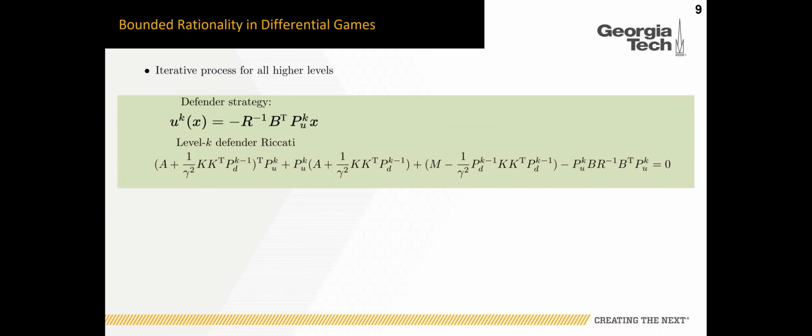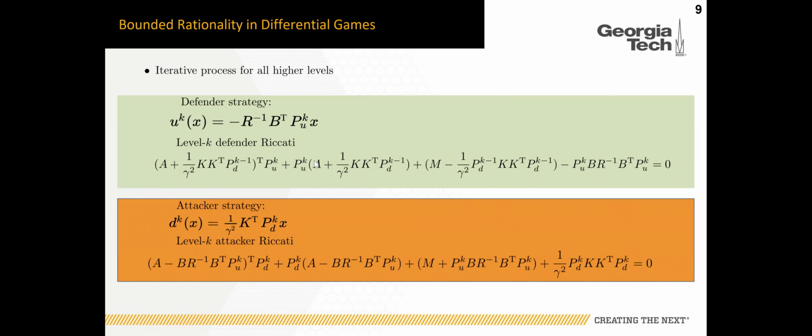If I go up to the next levels, you will see that my defender strategy has a k. This k doesn't mean iteration, but means the kth level of thinking. So I can derive my level k defender Riccati equation, and you see I have P_D, which is from the previous level of thinking, and P_U at the current level of thinking. Remember, as a defender, I want to derive a framework such that I assume that everybody else is one level below me. The attacker on the other side derives this attacker strategy and then solves the level k attacker Riccati equation. If you solve these two Riccati equations, then eventually we will solve the level k thinking Riccati equation.